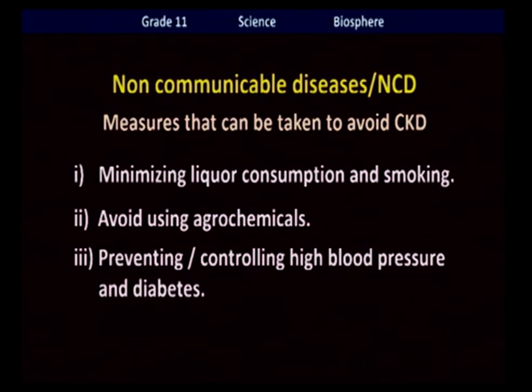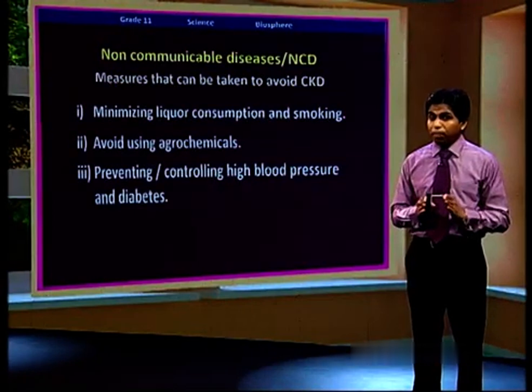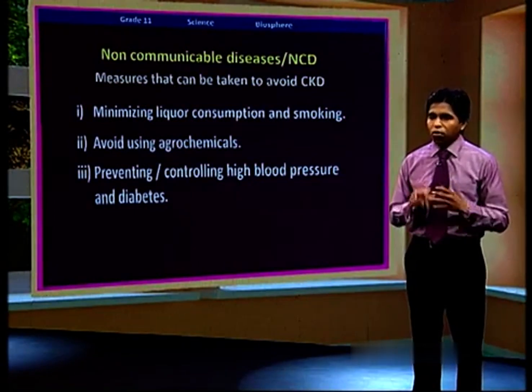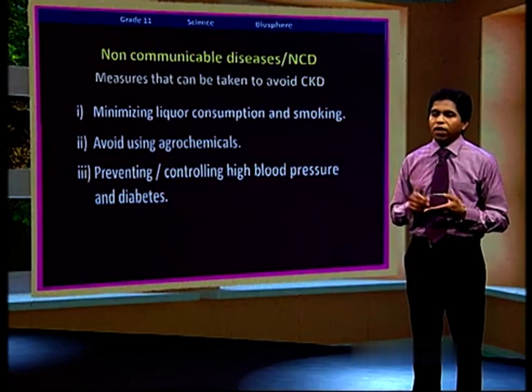Number 2, avoid using agrochemicals. So what is the substitute for agrochemicals? Organic fertilizers. Number 3, preventing or controlling high blood pressure and diabetics. Diabetics and high blood pressure can directly affect the functioning of your kidney. Therefore, if someone has high blood pressure or diabetics, that should be controlled with the doctor's advice. Otherwise, due to high blood pressure or diabetics, your kidney will not function one day.